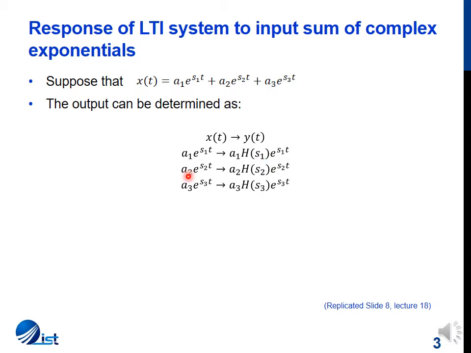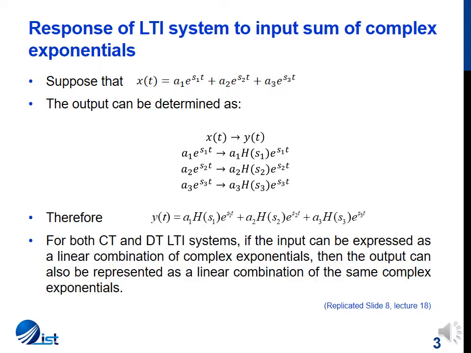Similarly, when the input is a2 e^(s2 t), the output is a2 H(s2) e^(s2 t), where again H(s2) is the system function evaluated at frequency s2 and so forth. So the output is a sum of the same complex exponentials having the same frequency, but they are now modified by the system function.